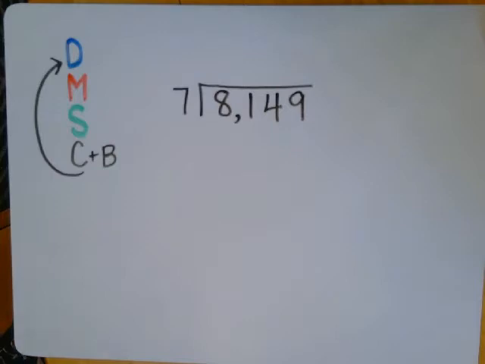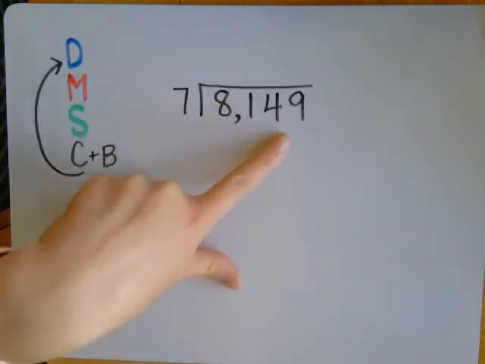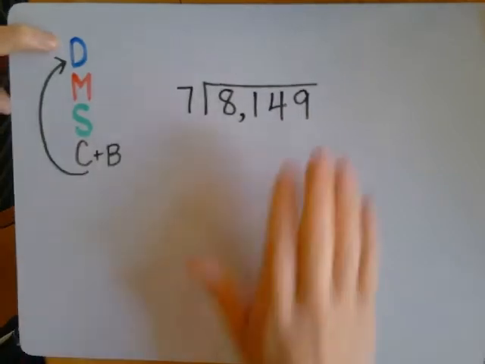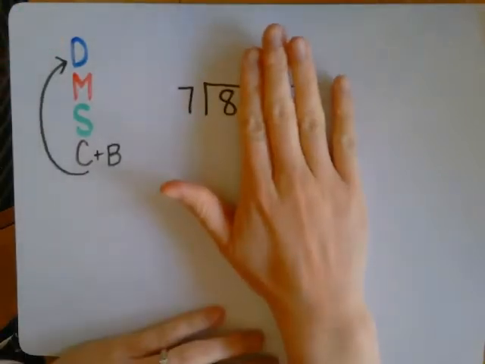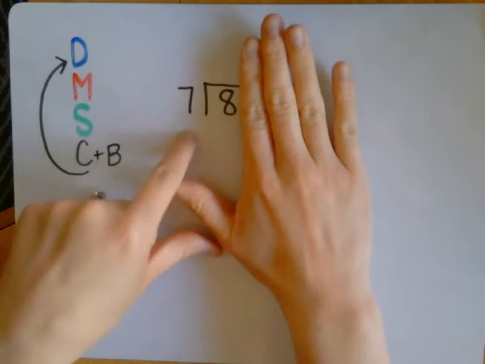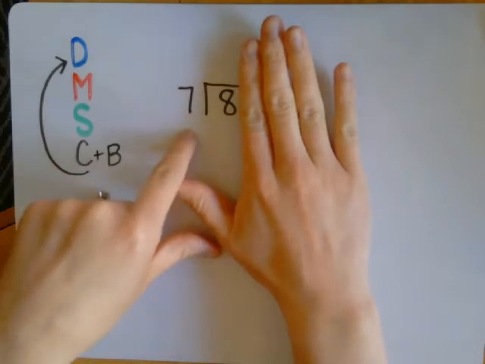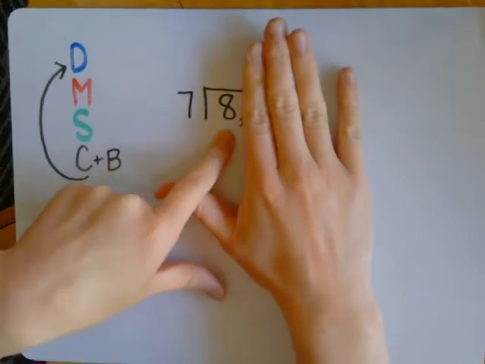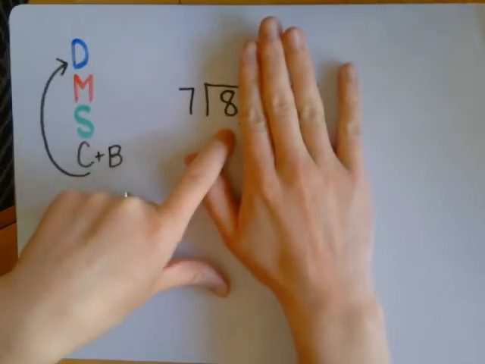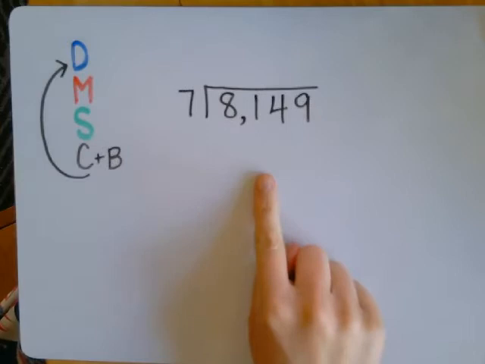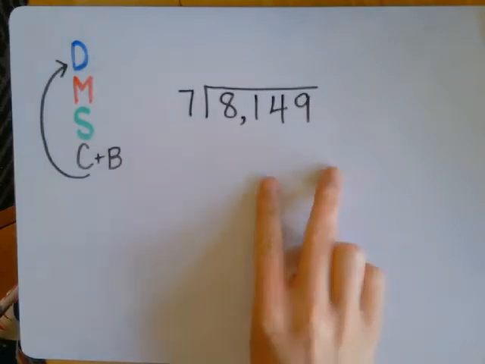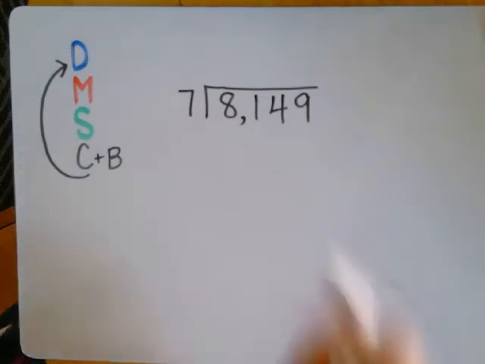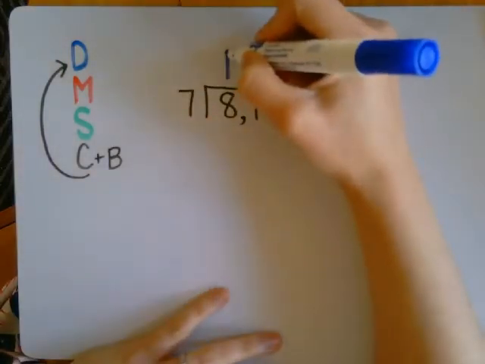If I wanted to divide 8,149 by 7, I start by dividing the first number. So I need to divide 8 divided by 7. How many groups of 7 can I make out of 8? That's what I'm going to ask myself. If I count by 7s, that should give me a good idea. 7, 14. So 2 groups would be too many. So I need to go back to 1 group. So that one goes right above the 8.